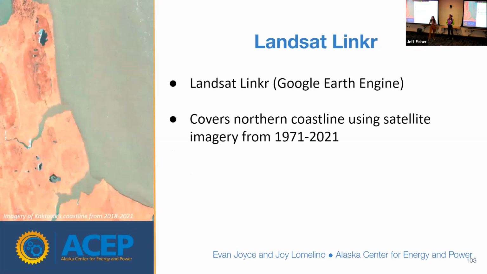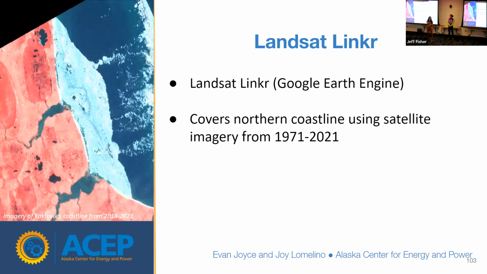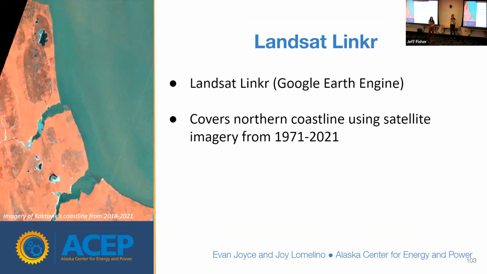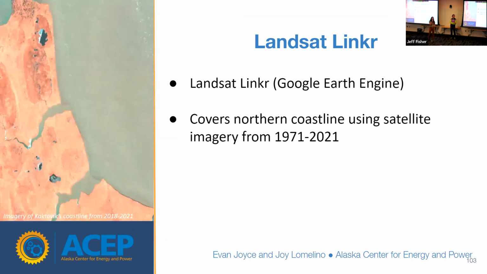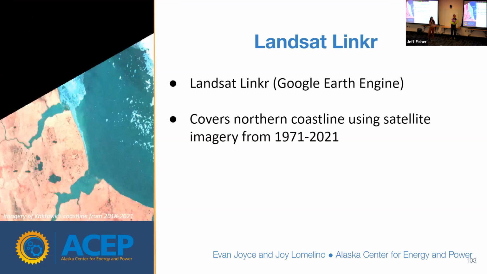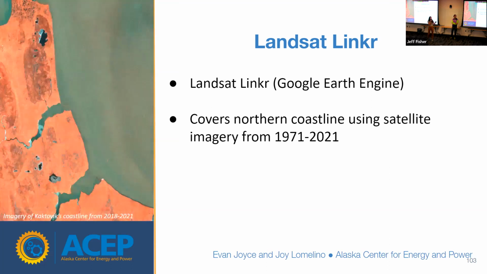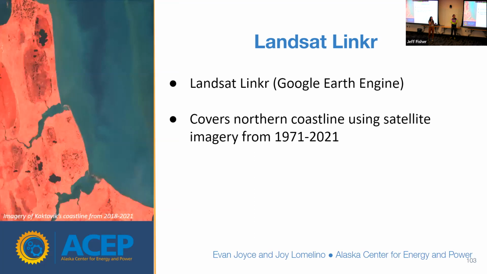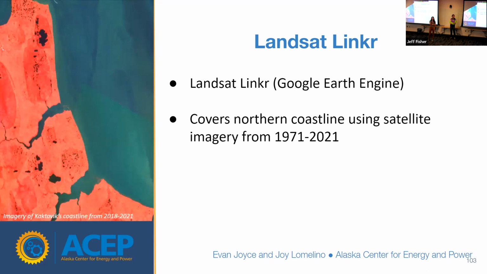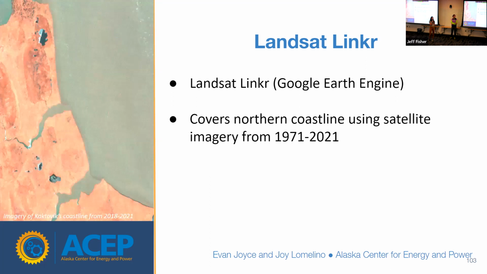So the second part of the project we've been working on is Landsat Linker, which is a processing system run through Google Earth Engine, taking satellite imagery from the Landsat satellites 1 through 8, which runs from 1971 to 2021. And as you see, this animation on the left is from Cryptovic, and a lot of the images are pretty clear, but there's a few in there that are pretty blurry and hard to see. So what Landsat Linker does is it goes through and filters out images that have too many clouds, too much ice, or are overall just unusable for what we're wanting.